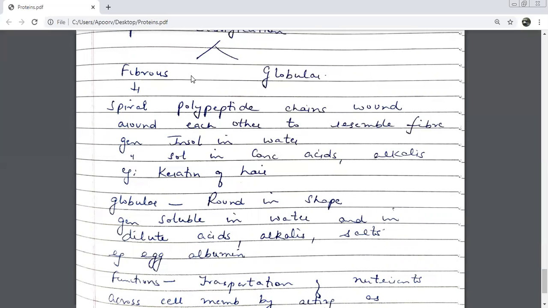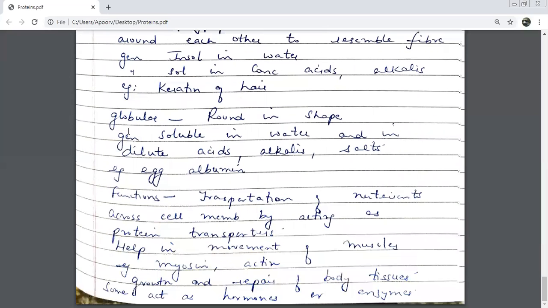Example is keratin of your hair. Hair keratin is insoluble in water, but it is soluble in acids and alkalis. So this was the first shape of your proteins. Second is your globular. The word globule tells you that it is round in shape. This is the opposite, son. They are generally soluble in water. They are also soluble in dilute acids, alkalis, and salts. Additional thing in globular is that they are soluble in water also. Example is your egg albumin.